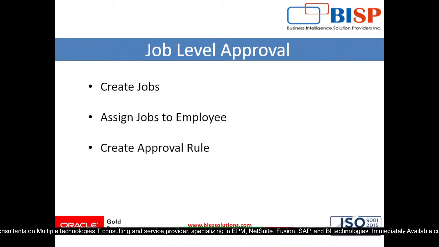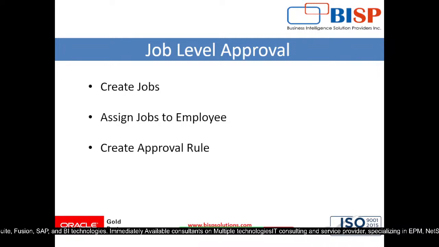So in our application, we have the different jobs, like we have the employee, we have the worker, manager, assistant manager, and we have the general manager, director. We have different jobs in our application and your organization, right? So you can set the approvals on the basis of job level, right?